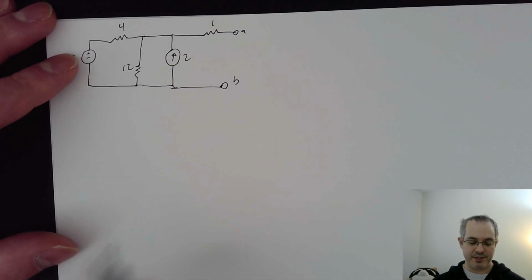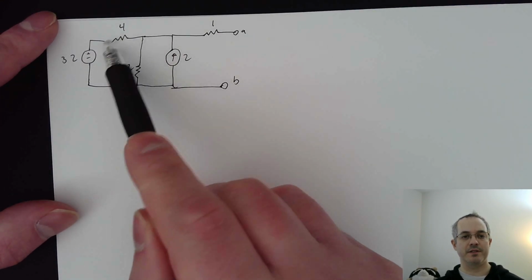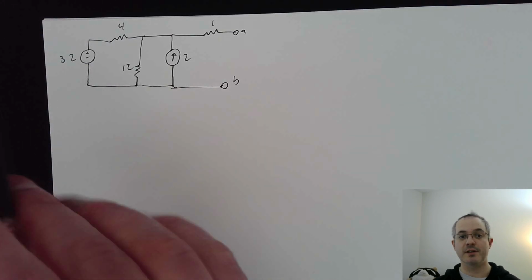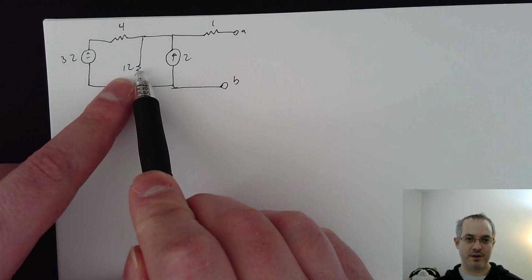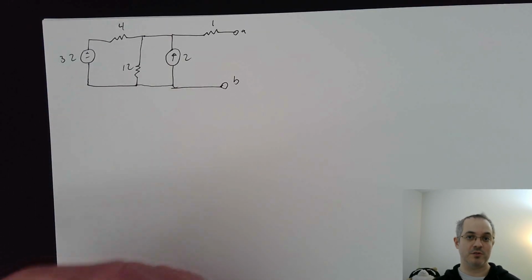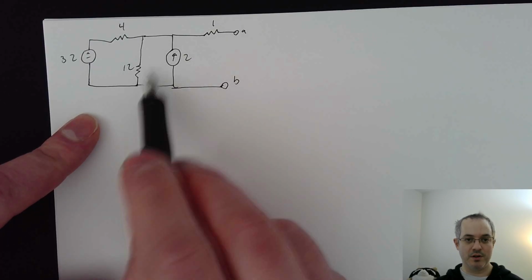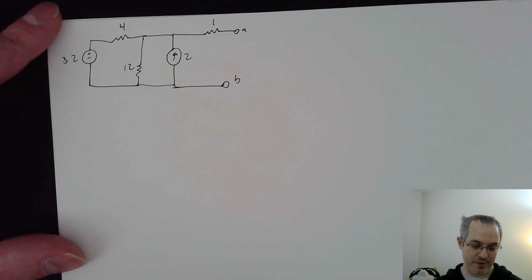Now, one of the things that jumps out to me is that the 32 and the 4 are in series, and we saw with source transformation, that means we can make it a parallel resistor and current source. This current source and resistor are in parallel, so we could make that into a series voltage source and resistor. Let's do these two parallel guys there first, and see what we end up with.